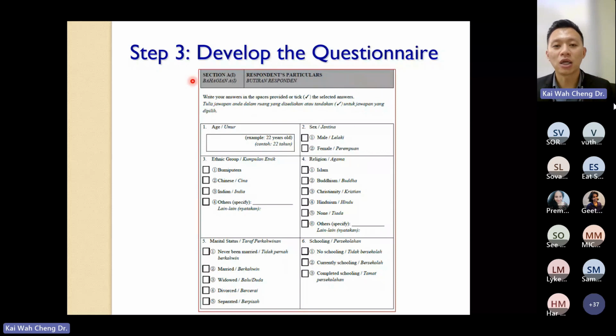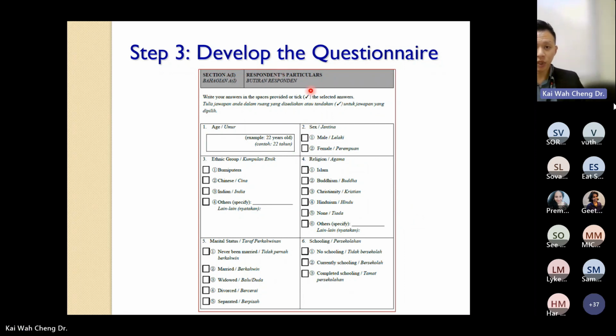So these are the examples to test the respondent particulars. We have age, ethnic groups, marital status, sex, religions, schooling level, and so on and so forth. I think this is very common to use in order to classify the respondent particulars in your chapter 4 later. And the language of the questionnaire depends on your target population.